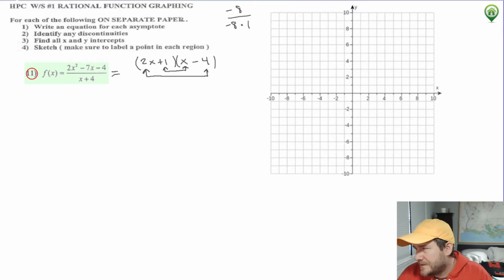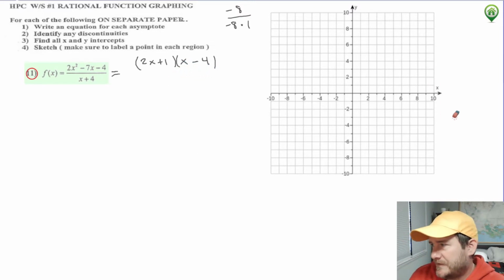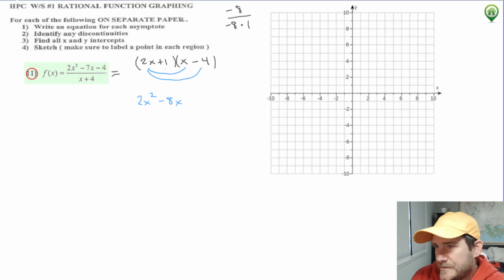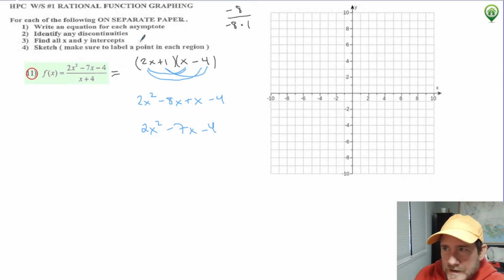I'm just using a method of kind of guess and check. I'm just guessing about which terms have to go where. And then once they're all there, I check by actually foiling, by actually multiplying to see if I get the right thing. Okay, I do my firsts, that's a 2x squared, that's great. I do my outers, that's a negative 8. And then I do my inners, that's a positive 1x. And then I do my lasts, and that's a negative 4. And that's 2x squared minus 7x minus 4. Oh, that's exactly what I wanted. So I guess that is the correct factored form.